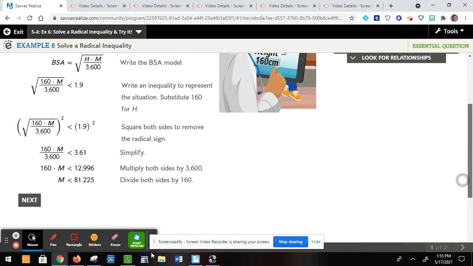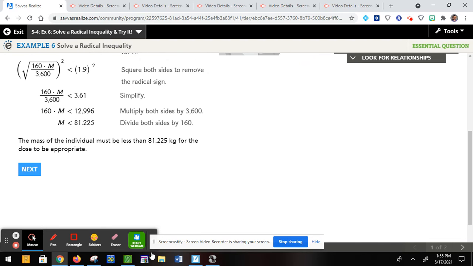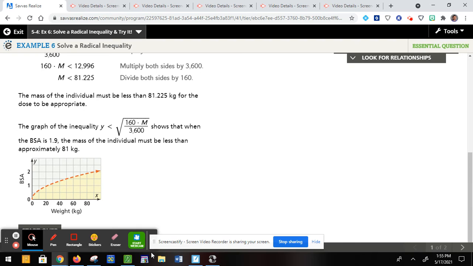The first thing you would do, since the radical is already isolated, is square both sides. So you end up with that. You would then multiply both sides by 3,600, then divide both sides by 160, and you get that m needs to be less than 81.225. So the mass of the individual must be less than 81.225 kilograms for the dose to be appropriate. And then there's a graph to show.